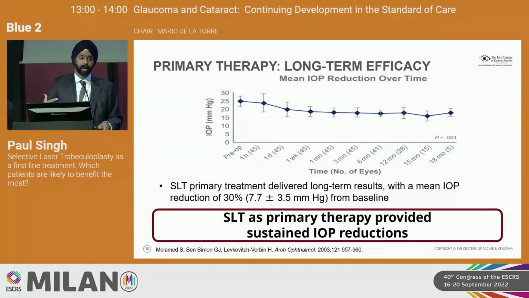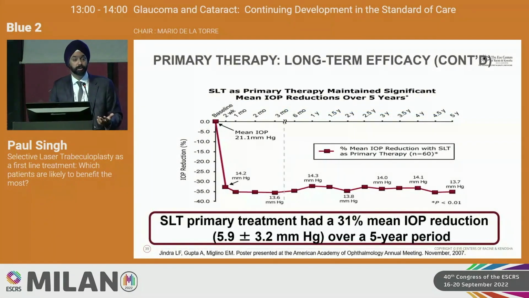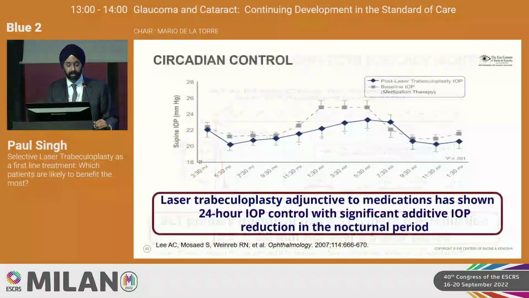People think, well, doc, I'm not sure if it's going to last long enough. Well, number one, we can repeat it. Number two, if you do it primary early on, when you have a healthier outflow system, healthier canal, healthier distal channels, the chances of it working longer seem theoretically to make sense. And we do see that with data. This is an 18-month follow-up showing us stability. We have Jindra, who showed us 5-year data with primary SLT showing stability over 5 years. So the earlier we adopt it, the better chance we have of preventing further collapse, in my opinion, as well.